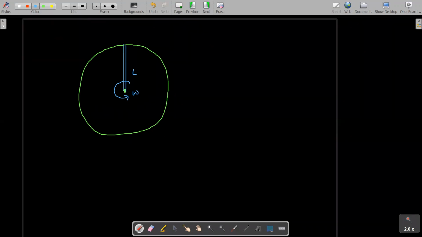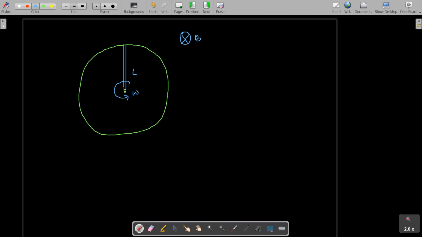Let us say that here we are having a magnetic field like this, in the inside direction. This is the direction of magnetic field B. Can you tell me what will be the value of EMF induced? How will we do it?